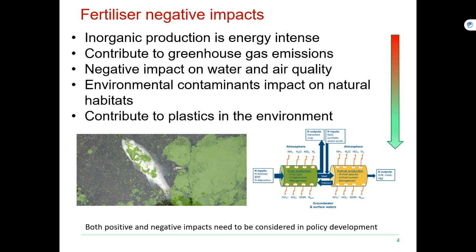So inorganic production is quite energy intensive. It contributes to greenhouse gas emissions. We have negative impacts on water and air quality, and most types of fertilisers contain some types of contaminants. So organic fertilisers have, for example, metals and plastics in them, and mined phosphate fertilisers have heavy metals. So we have all of these things that we need to consider when we're thinking about policy development generally, and when we're thinking about how we're going to regulate.